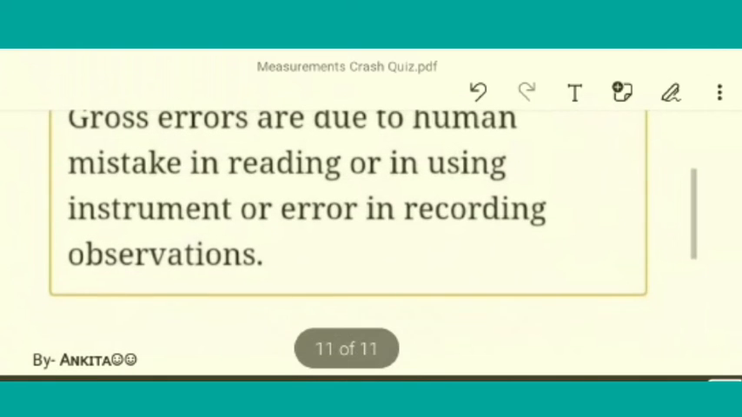So here our questions end. Now we will see in the next part.